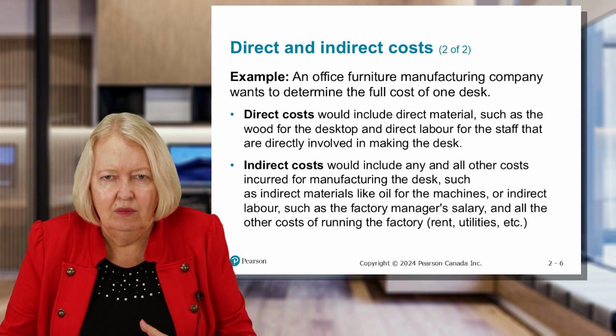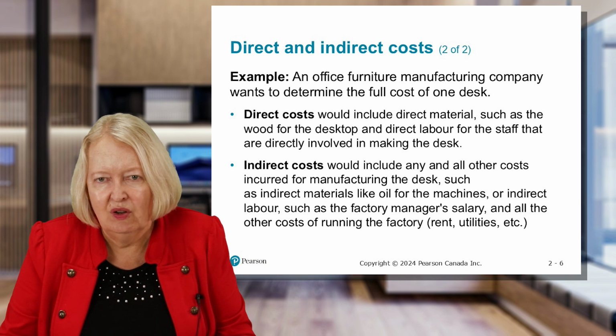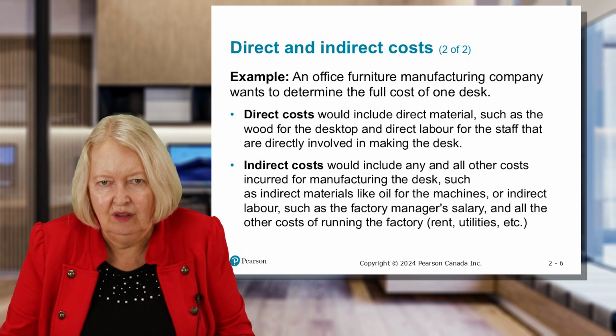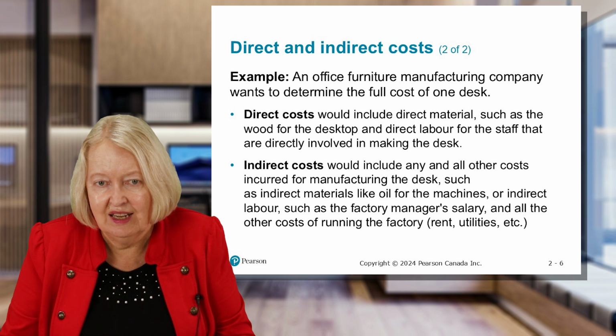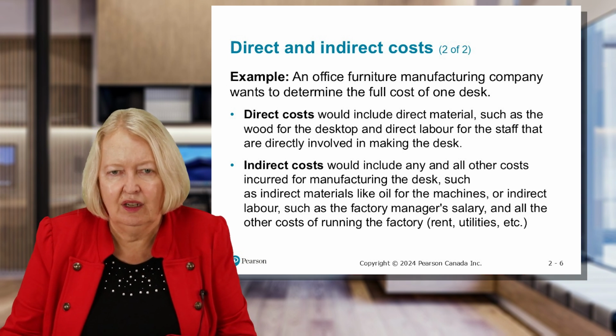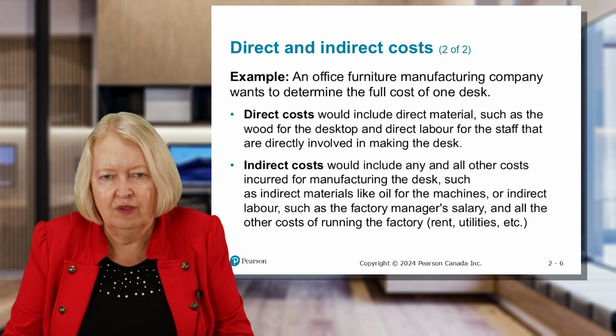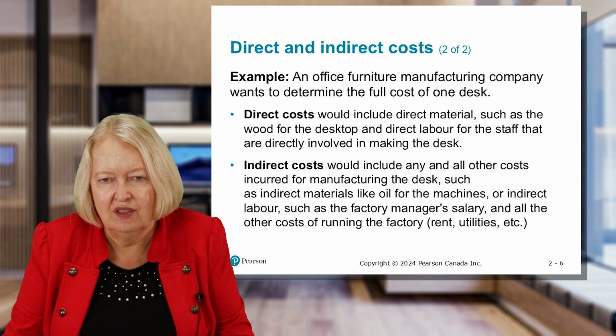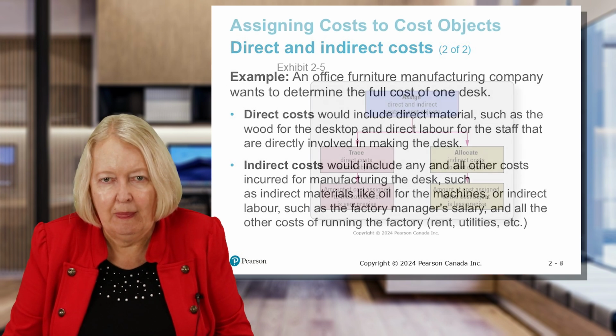Continuing with our desk example, if a manufacturing company wants to determine the cost of the desk, they're going to add up all your direct costs, so that means your direct material, such as the wood, and all the direct labor, so the employees who are actually involved in making the desk. Then you have your indirect costs, so indirect materials like oil for the machines, you have your factory manager salary, and other costs of running the factory, such as rent and utilities. So these are expenses you have to have, but you can't necessarily trace them to individual products.